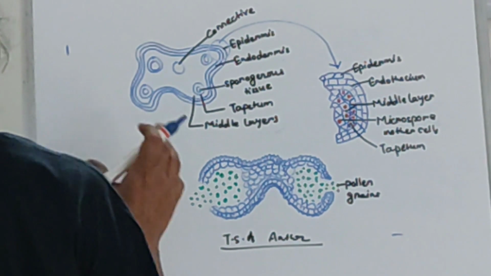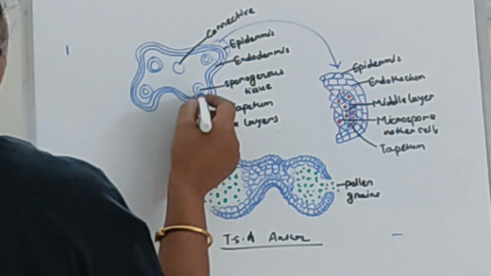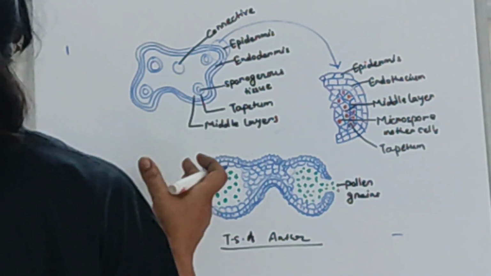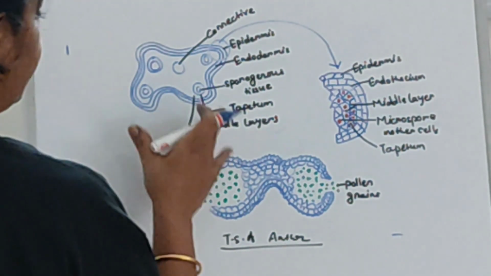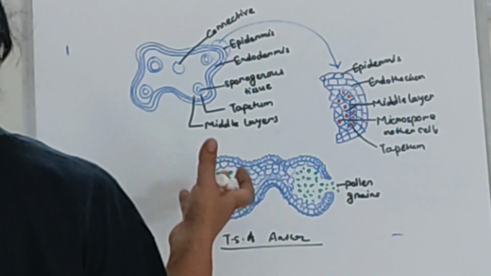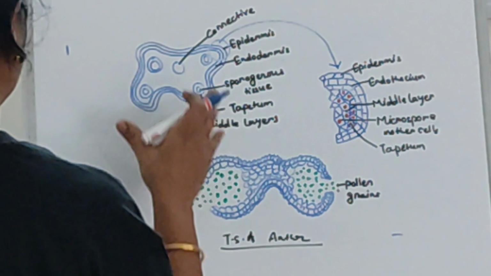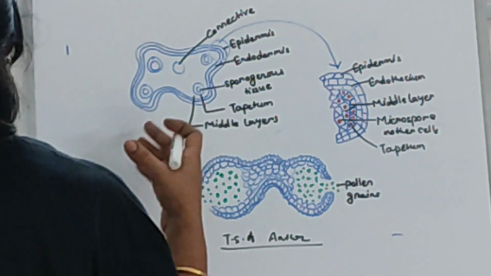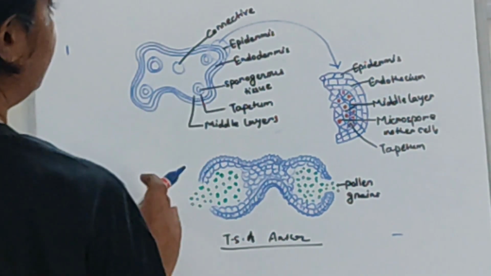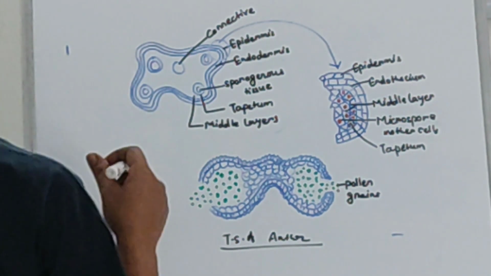Now what is the tapetum doing? It is the innermost wall, and it nourishes the developing pollen grains. So what is the function of tapetum? It nourishes the developing pollen grains. Now see, the cells of the tapetum possess dense cytoplasm, and they generally have more than one nucleus.